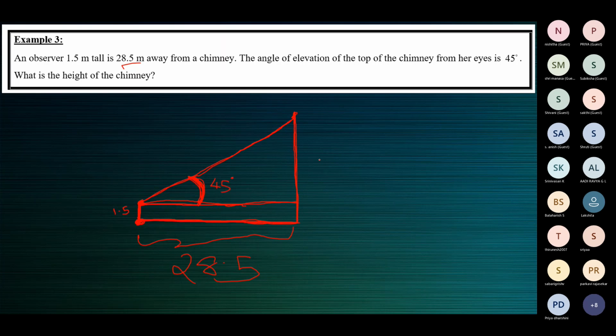We need to find the height of the chimney. A part of the chimney's height is known to us. This is 1.5. This we know. This is 1.5 because the opposite sides are equal. So this portion is 1.5.